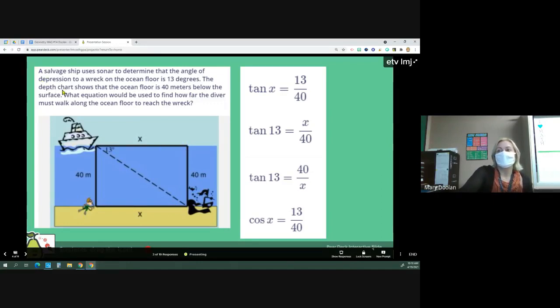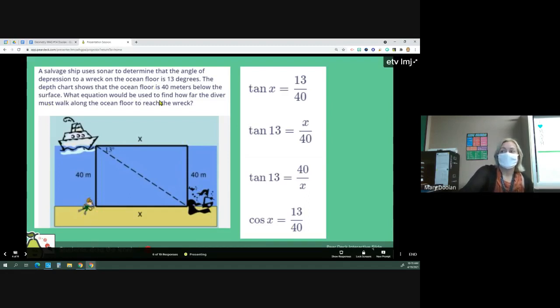It says the depth chart shows that the ocean floor is 40 meters below the surface. So our scuba diver went from the surface to the floor, and he is straight down, okay, 40 meters. And then our ocean floor surface is totally horizontal in this perfect problem. And so this is creating a right angle here between the depth and the distance he has to go to get to this wreck.